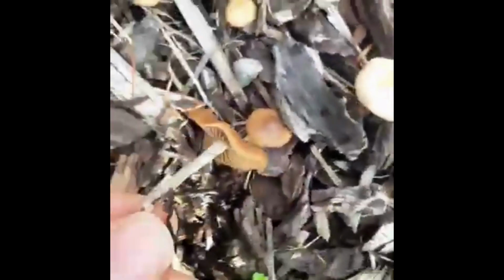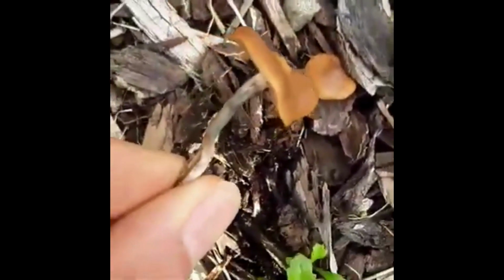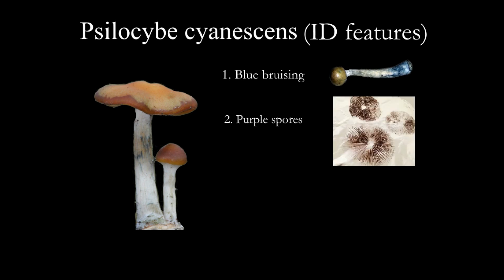So what we got here is a fruiting of Psilocybe cyanescens. See, they got this caramel cap, white stipe, the bruise is blue, and the spore print will be purple. The key identifying features for Psilocybe cyanescens are: 1. Blue bruising, 2. Purple spores, 3. Growing from wood chips or other decaying plant matter such as pine needles or dune grass in the Pacific Northwest region of the US or Canada.